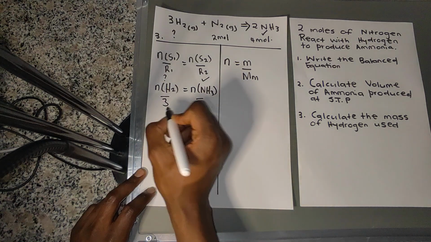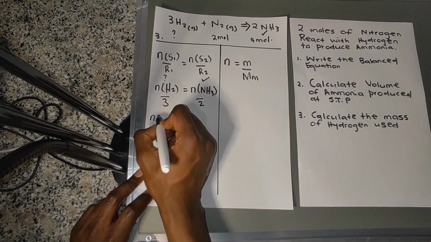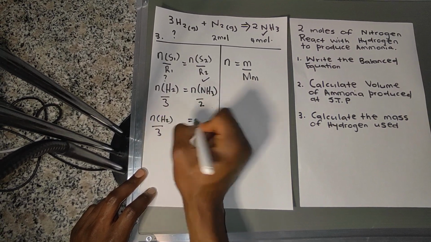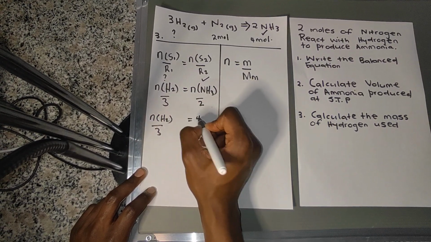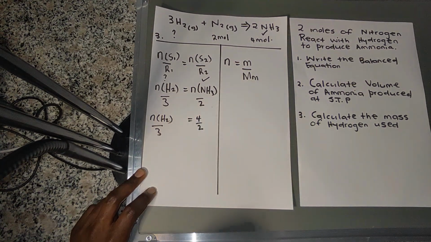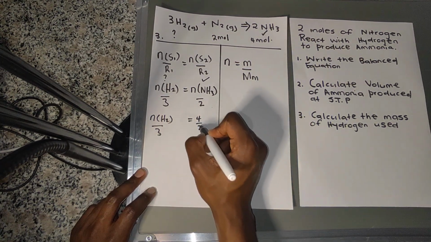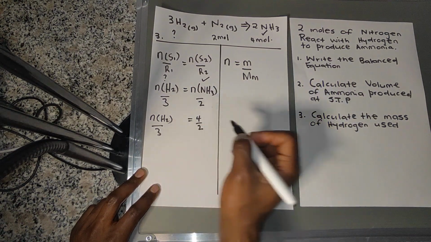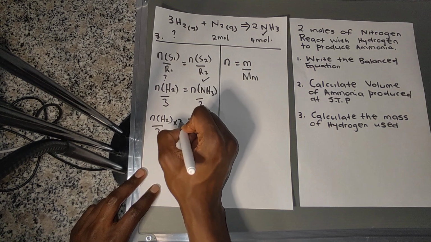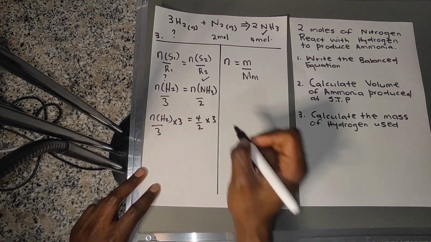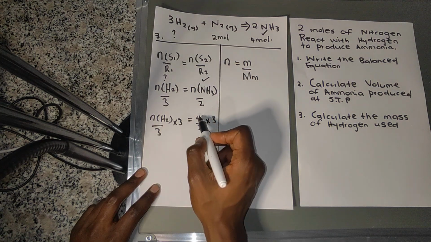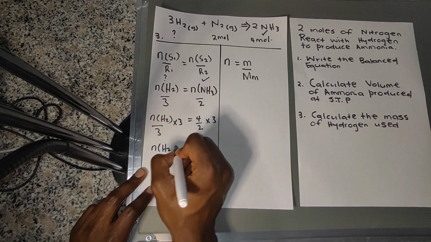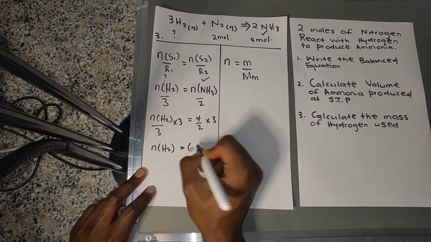Now, let us continue. So, calculating the number of moles of hydrogen, we don't know them, divided by 3. But this number of moles here is 4 over 2. So now this value simply equals 2. So now how can we remove this 3 here? We can multiply by 3 on both sides. So what does this become? This would be 2 times 3, which will give us the number of moles of hydrogen being equal to 6 moles.